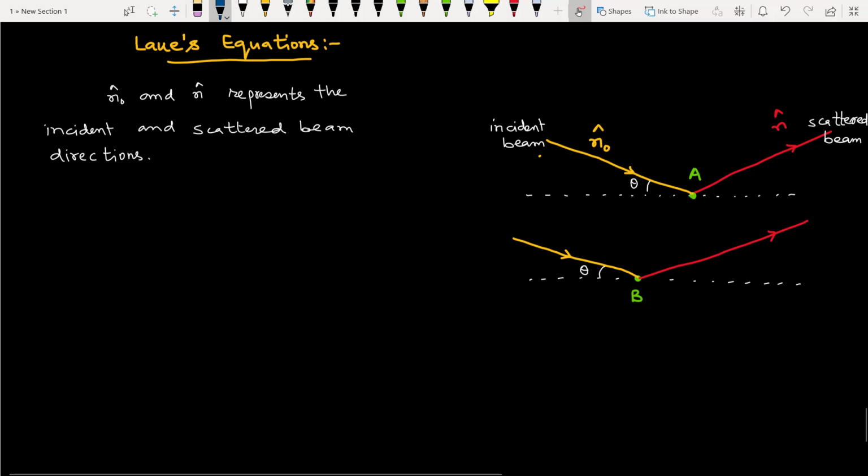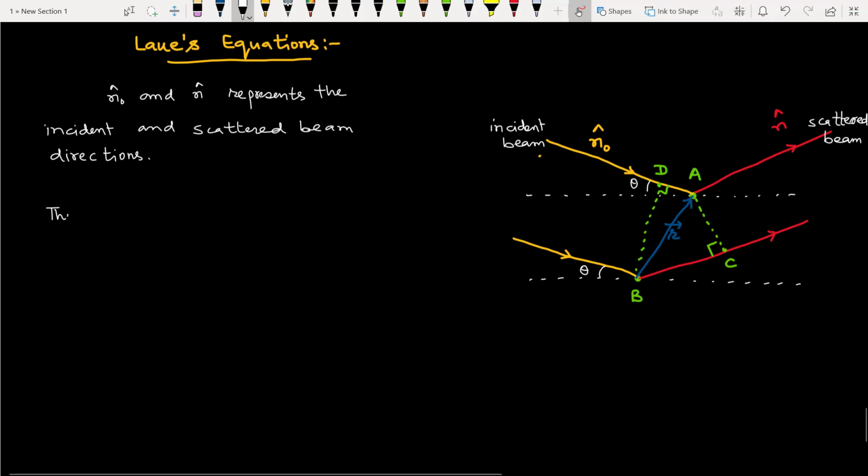And if we join the scattering centers like this, we mark this as R vector. R vector is the vector joining the two scattering centers. We draw perpendiculars here, let this be point C, and one perpendicular here, let this point be D. One perpendicular is drawn on the incident X-ray, another perpendicular is drawn on the scattered or reflected X-ray.